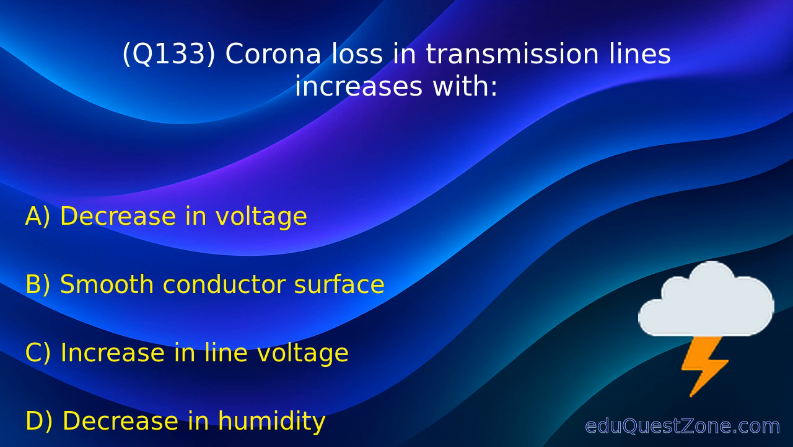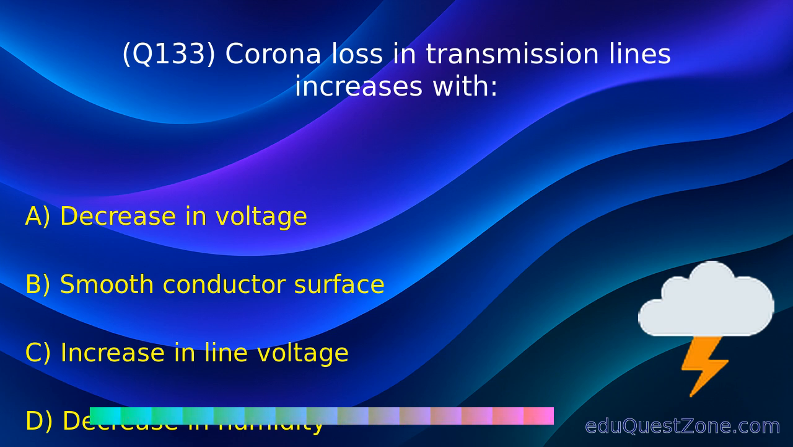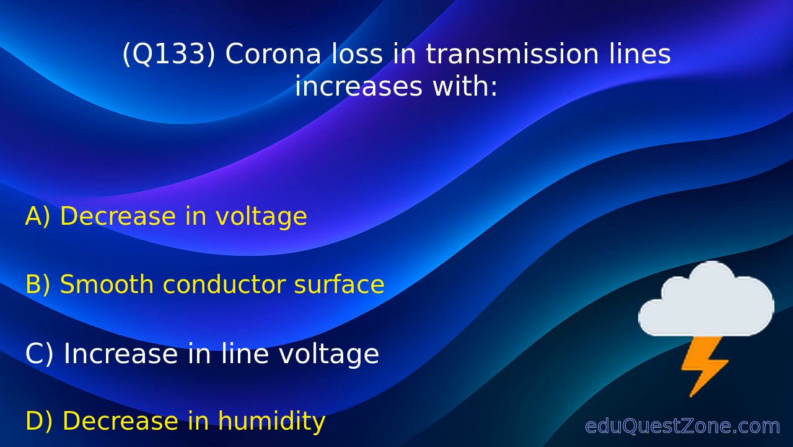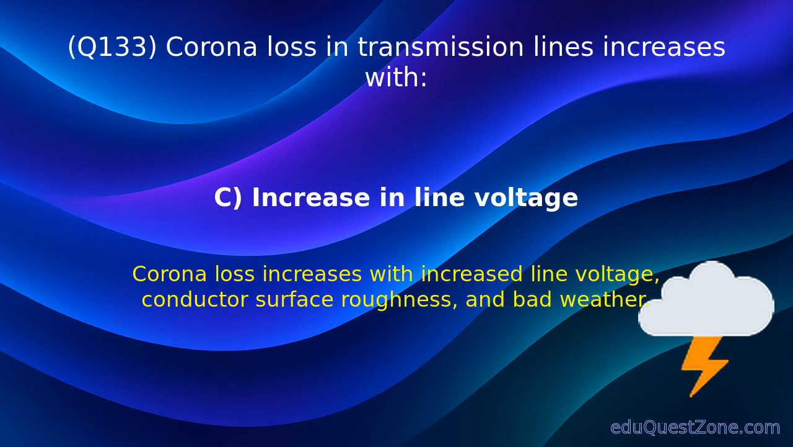Question 133. Corona loss in transmission lines increases with... Option C, increase in line voltage. Corona loss increases with higher voltage and rough conductor surface.